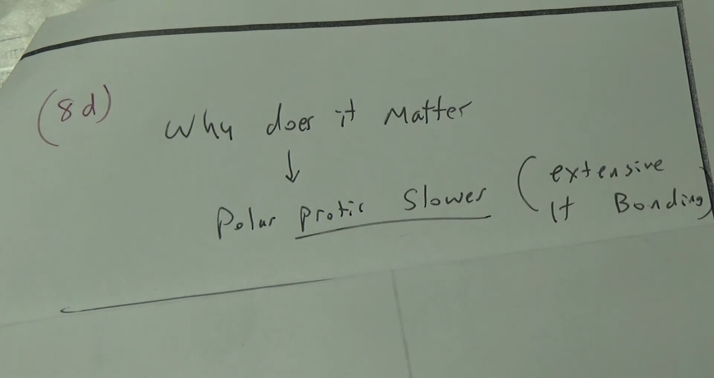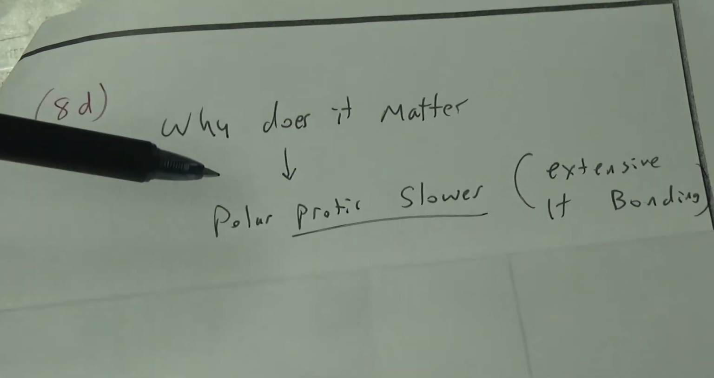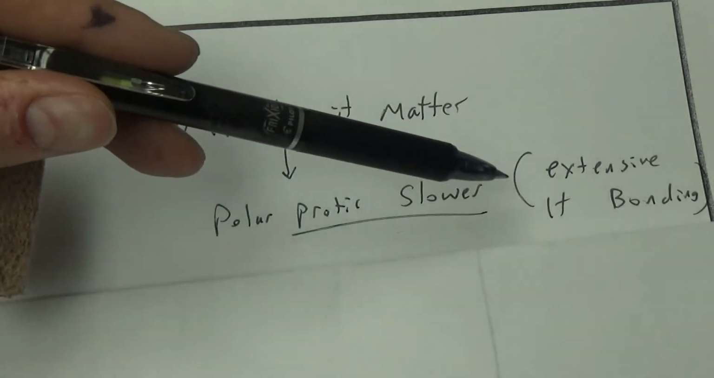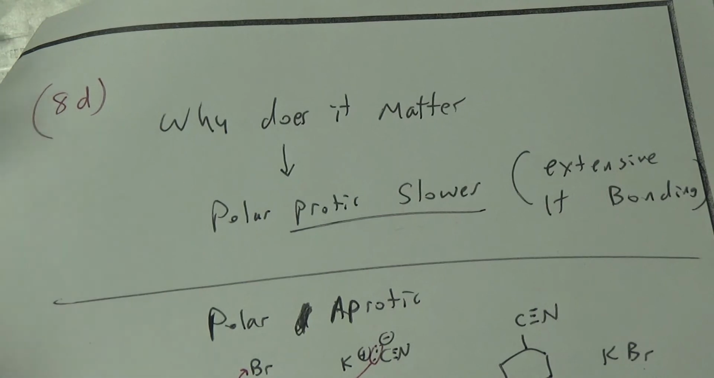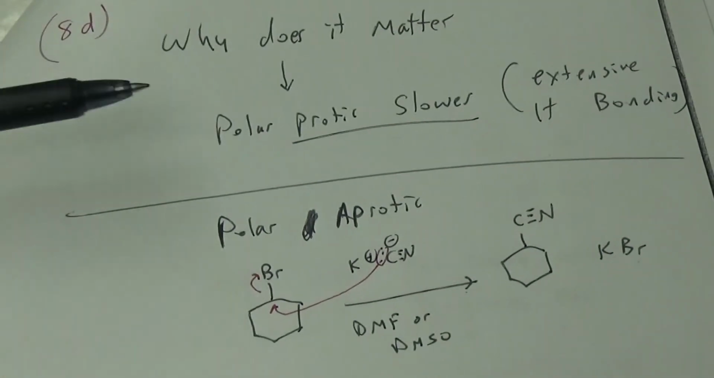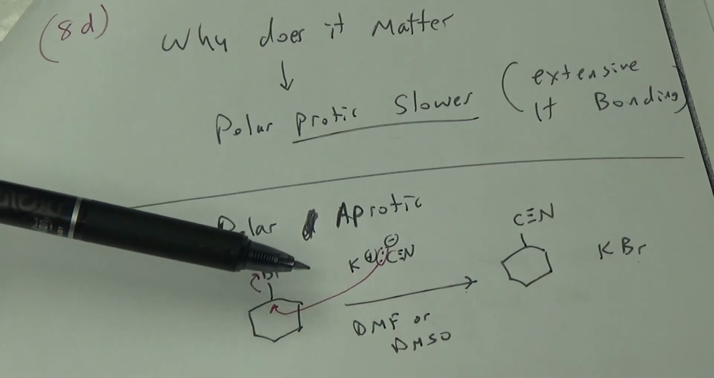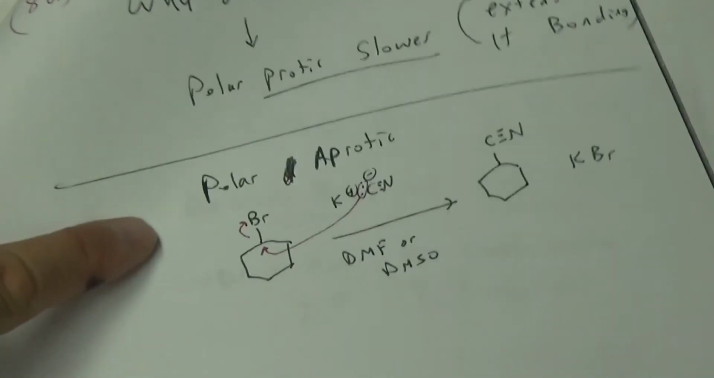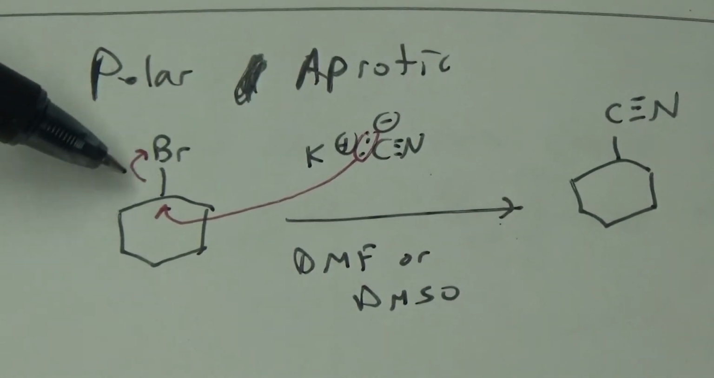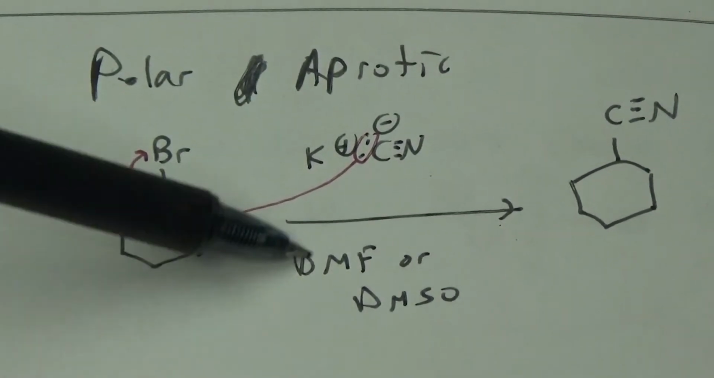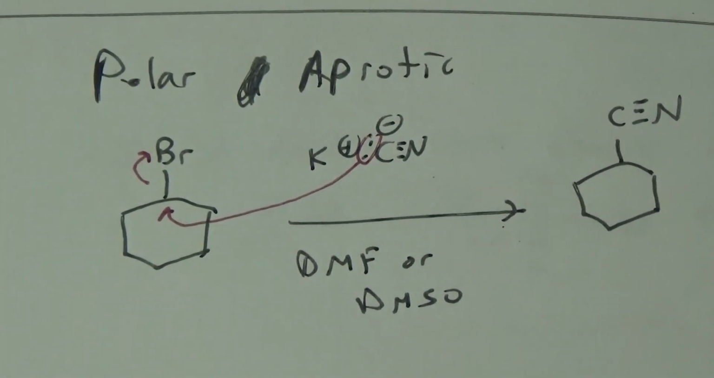Okay, and as we were concluding last time, we were asking why does it matter? Why are polar protic and polar aprotic important to consider at all? The polar protic are slower due to that hydrogen bonding. We'll see that in a second, I'll draw it out. And then I was showing an example from last time of how a polar aprotic solvent, the good ones, might work in an SN2 reaction. It showed a potassium cyanide SN2 with a secondary bromide to the nitrile, and then DMF or DMSO are really good solvents that speed it up.